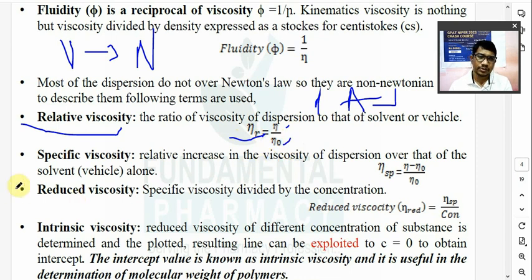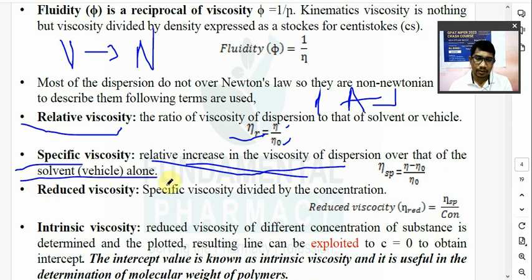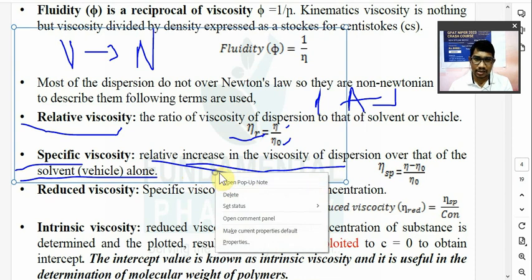Now specific viscosity is another term. So what is specific viscosity? It is the relative increase in the viscosity of dispersion over that of the solvent alone. That is specific viscosity. Now how is specific viscosity obtained?